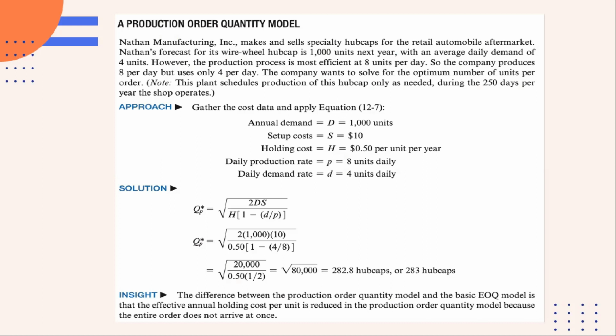So here, we're going to use the equation that Reyhan already mentioned, and then we input the data. And then we get the answer, which is 283 hubcaps. So the difference between the production order quantity model and the basic EOQ model is that the effective annual holding cost per unit is reduced in the production order quantity model because the entire order does not arrive at once.